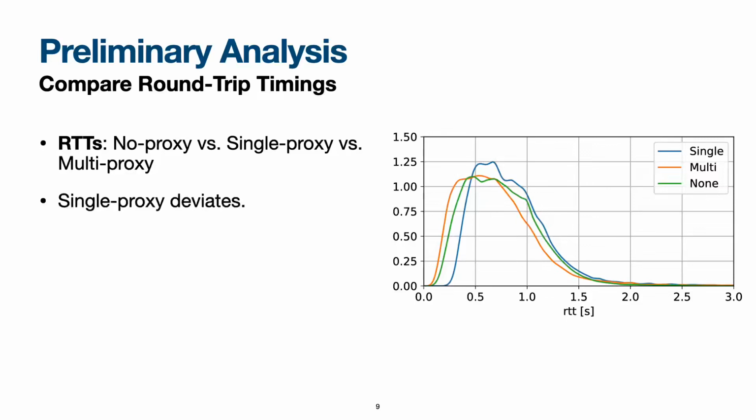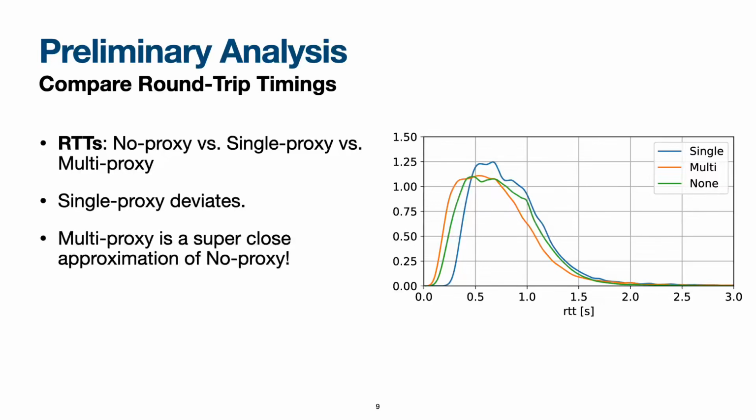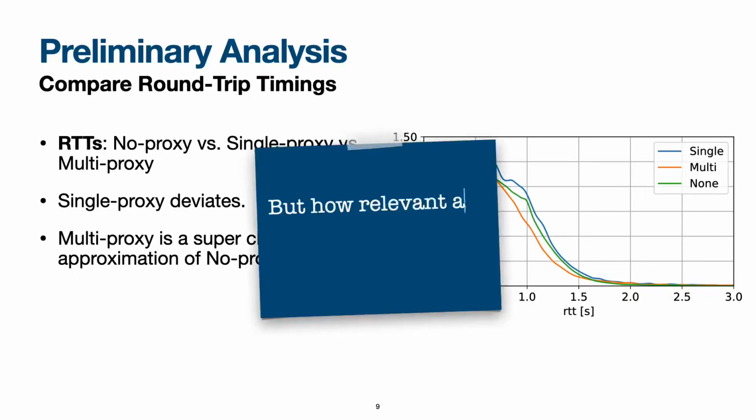You see on the plot the blue-colored single proxy timings, they deviate from the no proxy timings in green, while the multi-proxy timings appear to be like a really good approximation of no proxy timings. So we see this factual difference, but we still don't know how relevant these deviations in timings are for the attack. What if it doesn't matter how closely our setup approximates no proxy timings?